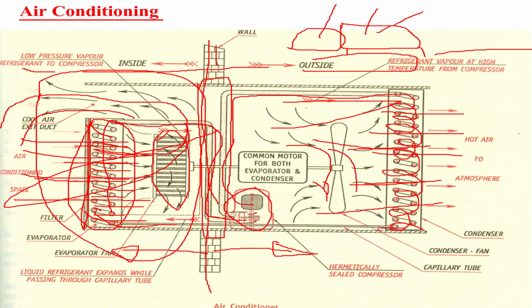That liquid is taken into this throttle valve. So this entire black color tube which you can see is the expansion valve or throttle valve. When passing through this, it expands, and after expansion it becomes low temperature, low pressure liquid. Again it is taken into the evaporator and the cycle continues. So this is how a window air conditioner works.